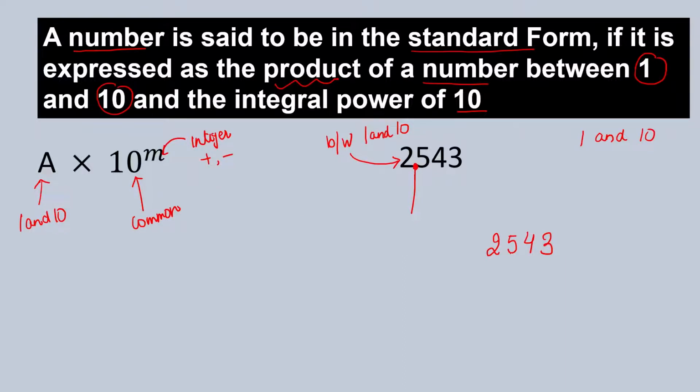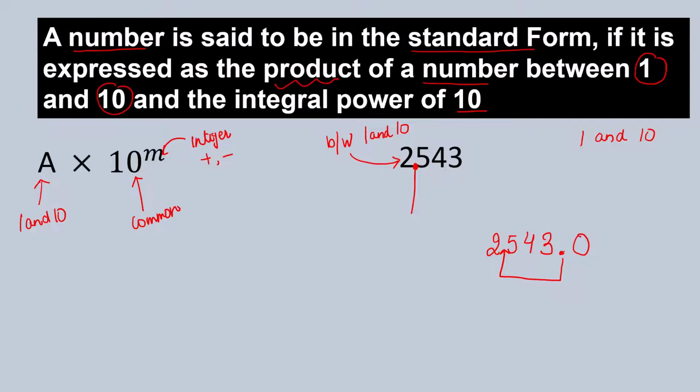Right now, 2543 is a decimal free number. If I want to convert this number into a decimal number, I can do so by putting decimal at the end. But in order to convert this number into standard form, this decimal should be between 2 and 5. Then only it will satisfy the definition of standard form.